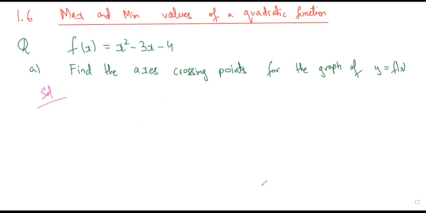Now the examiner wants you to find the axis crossing points. That means we need to plot the graph first, and once the graph is plotted, we are going to see at exactly which points of the x-axis and y-axis my curve is cutting the axis. Let me make the axis first. This is my y-axis. This is my x-axis.